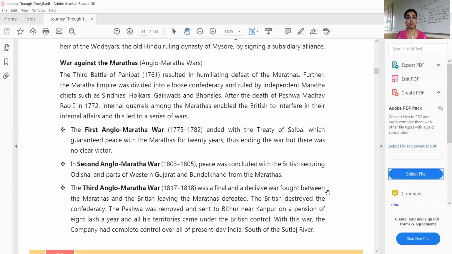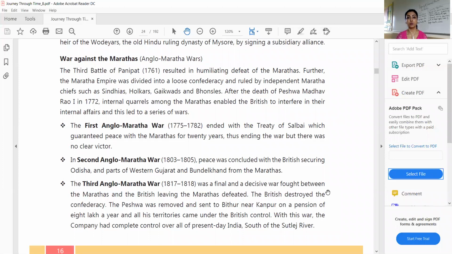And after this, a series of wars took place, which came to be known as the Anglo-Maratha War. There were 3 wars that have taken place. The first Anglo-Maratha War took place between 1775 and 1782. But this war ended with the Treaty of Salbai. What was this treaty? In this treaty, both the British and the Marathas agreed that there will be peace. The British will not fight with the Marathas for 20 years.